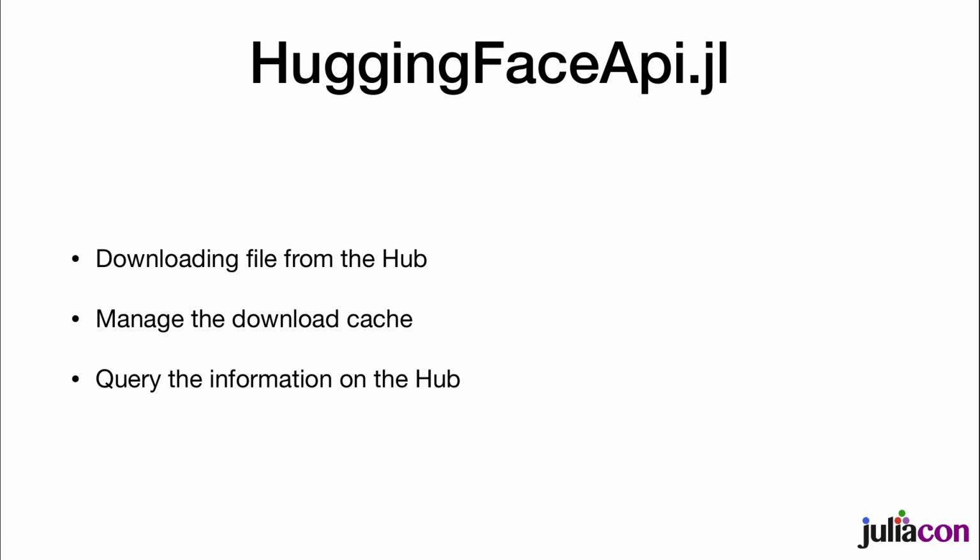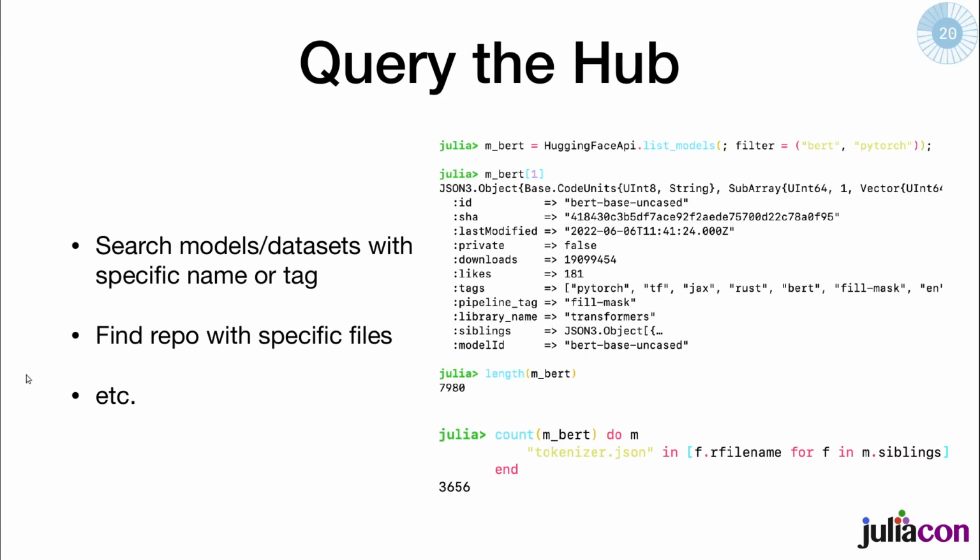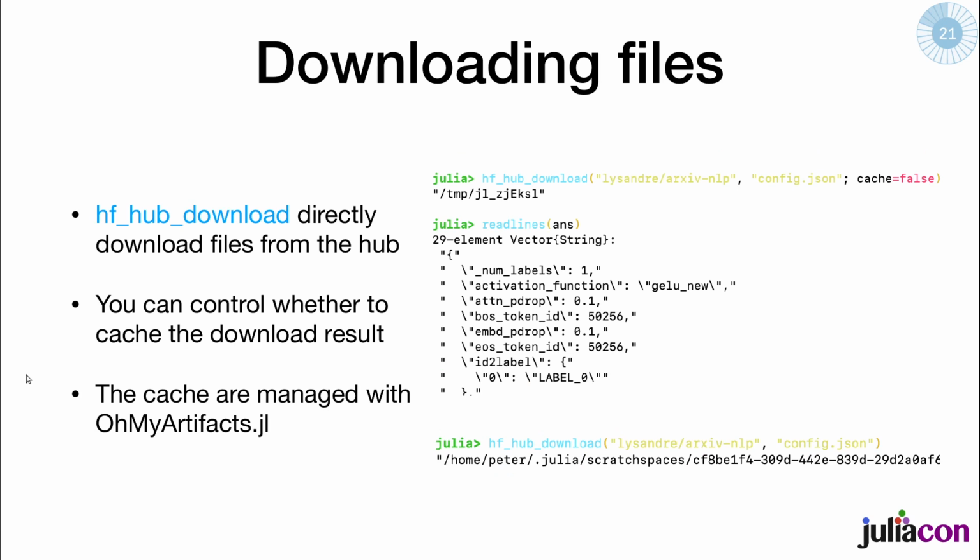To begin with, we have HuggingFaceApi.jl, which is a pure Julia package that can interact with their hub. It can download files from the hub, manage the downloaded files, and also query the hub to find the model you want. For example, if you want to find every model that is based on BERT and has a PyTorch implementation, and also has a specific file in that repo, we can use list_models with the corresponding filters. Then with hf_hub_download, we can download a file from the hub. We can control whether to cache the result or not.